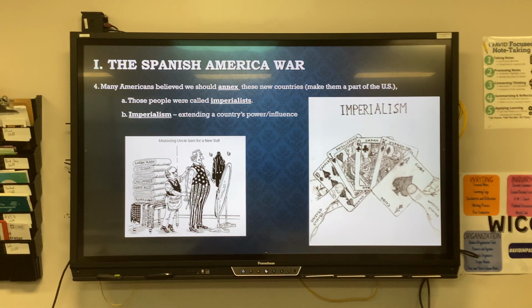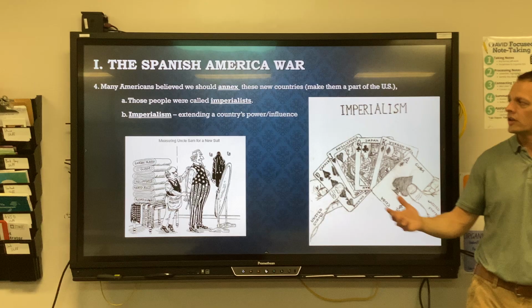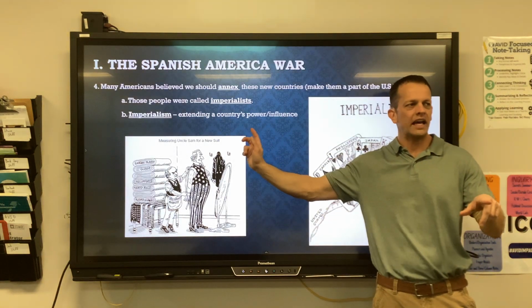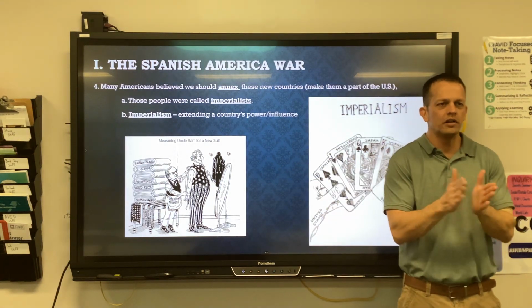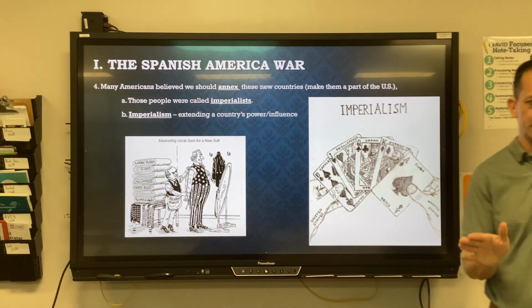Might sound familiar. You should know it from Mr. M's world history class, right? But imperialism is when you control another country. So on your notes, I have it in bold, and I want you to make sure you know that. One country controls another one. Plain and simple, that's imperialism.